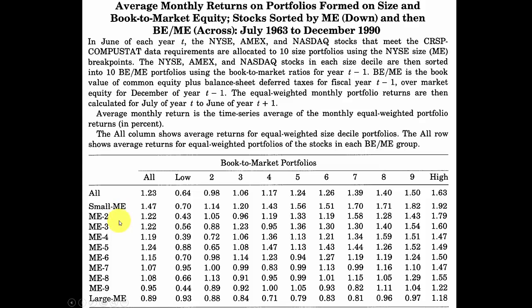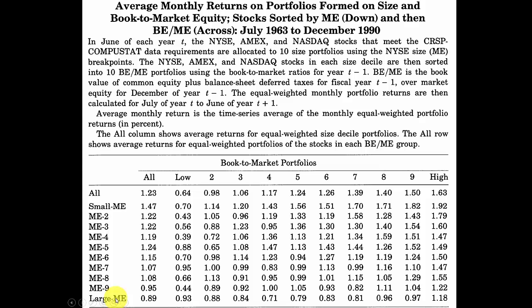It's forming 10 portfolios based on the market capitalization. You've got small stocks, and those are the ones with the smallest market capitalizations, and you've got the large stocks, those with the largest market capitalizations. Things like GE, Apple, Exxon. Those are good examples of very large companies based on market capitalization.